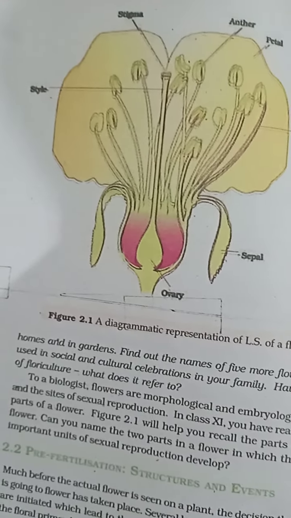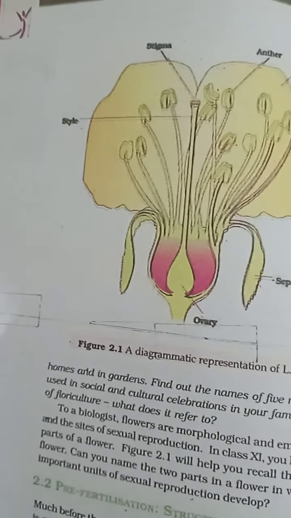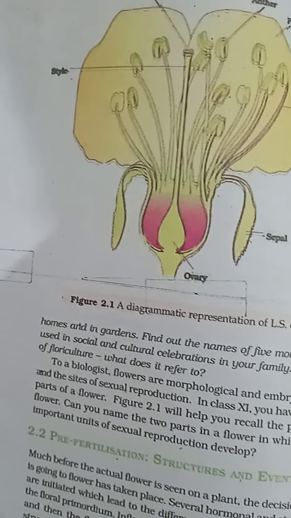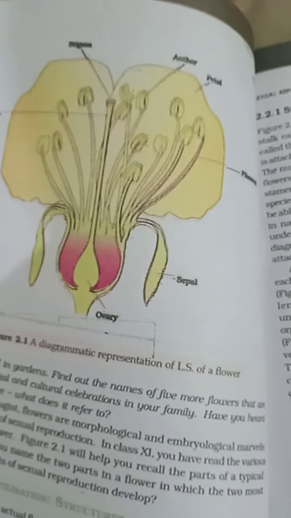Okay, and the corolla is formed by petals, and the calyx is formed by sepals. That is all about the flower. Pre-fertilization events are the events even before the fertilization. That is the formation of the gametes, male and female gametes: stamen, microsporangia and the pollen grains.